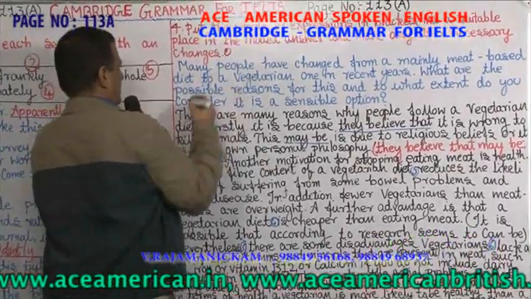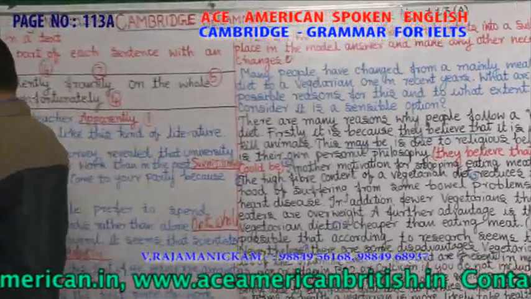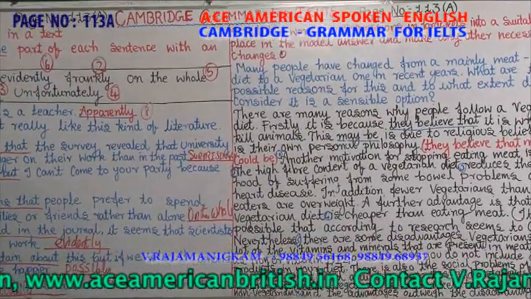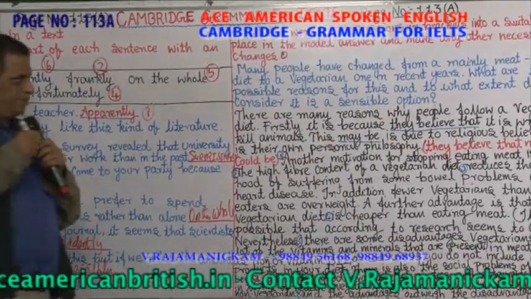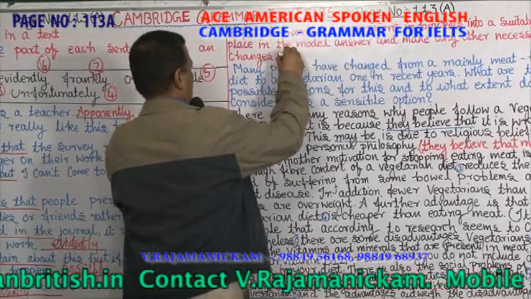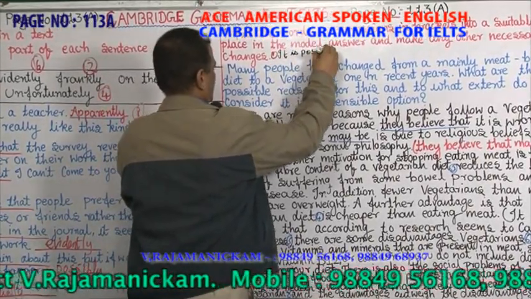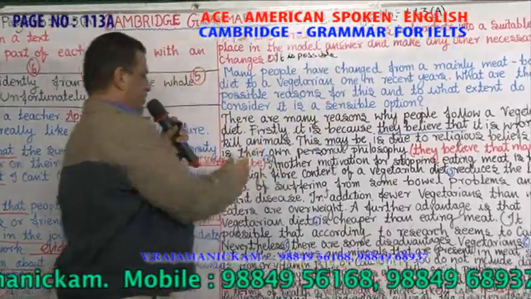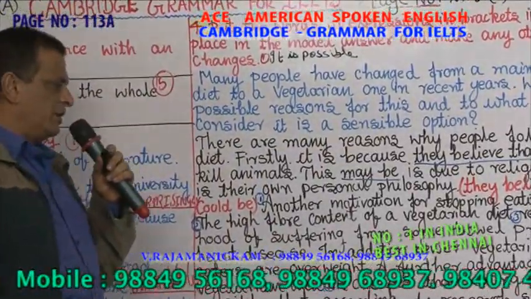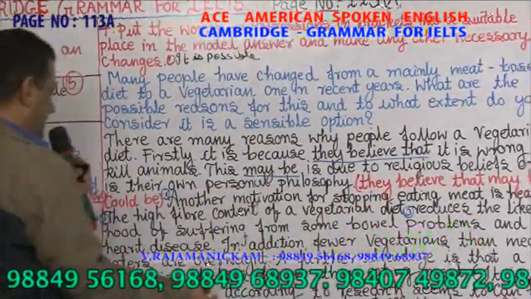It is possible, right? So when you use it is possible, what do you mean by that? There are chances that eating non-vegetarian is bad. It is possible. So you have to use it is possible. It is possible another motivation for stopping eating meat is health.